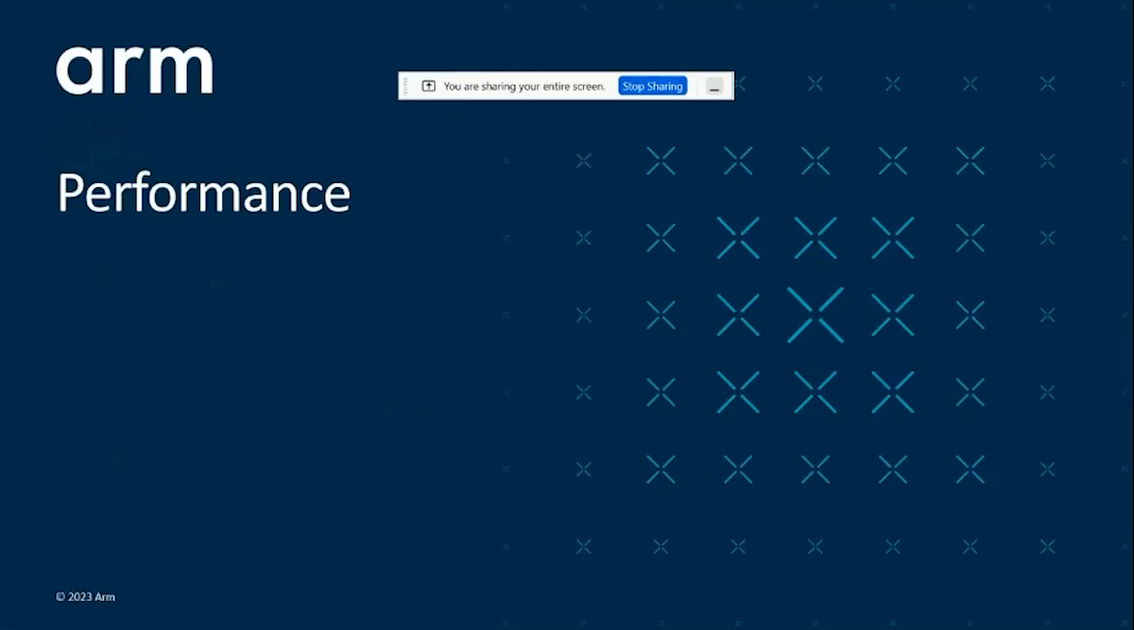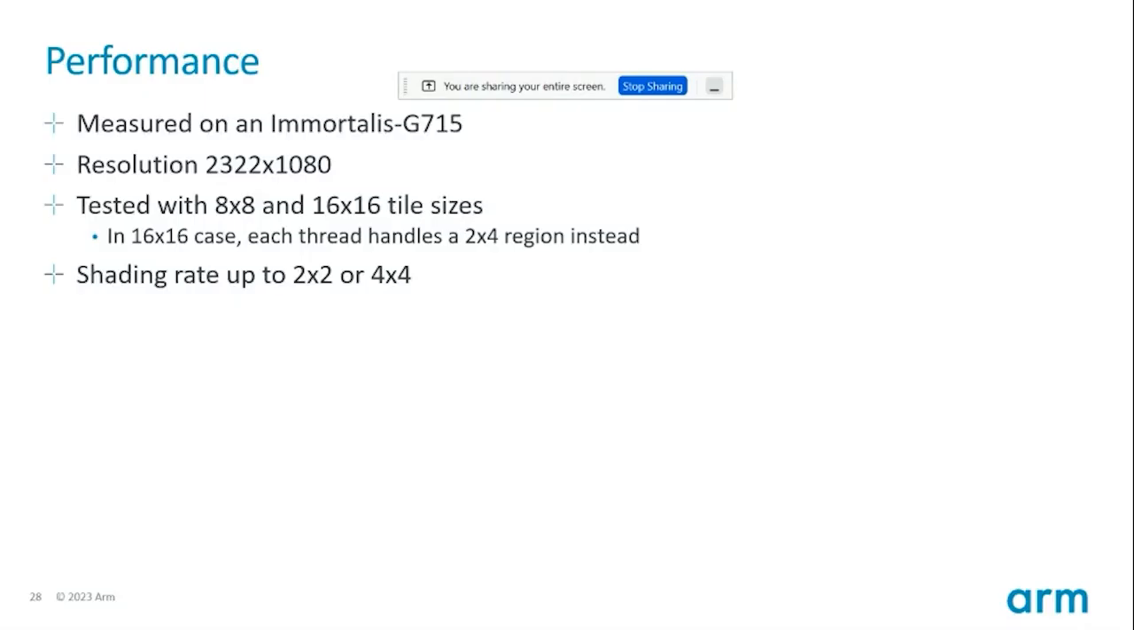So, performance, how much do we actually gain? We measured performance on an Immortalis G715 device at a target resolution of 1080p with a bit of unusual aspect ratio, but in the mobile world, these kinds of aspect ratios are not really that unusual. You don't usually get 16:9 phone screens.